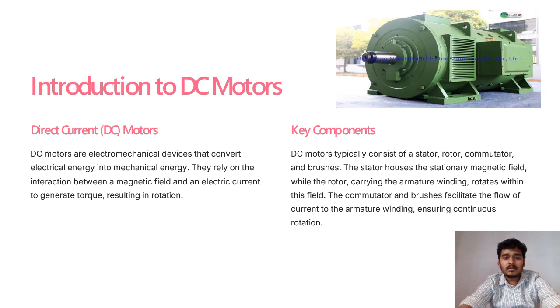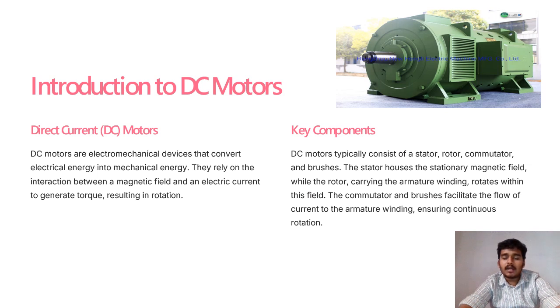Introduction to DC motors. DC motors means direct current; it has no sine wave. DC motors are electromechanical devices that convert electrical energy into mechanical energy. They rely on the interaction between magnetic field and electric current to generate torque, resulting in rotation. Their key components: DC motors typically consist of a stator, rotor, commutator and brushes.